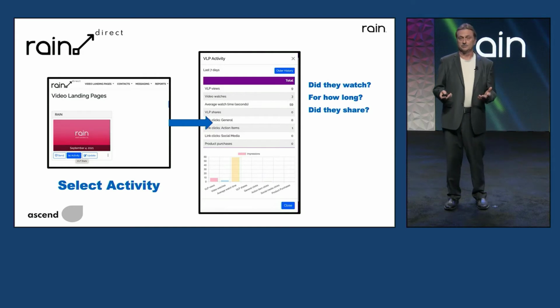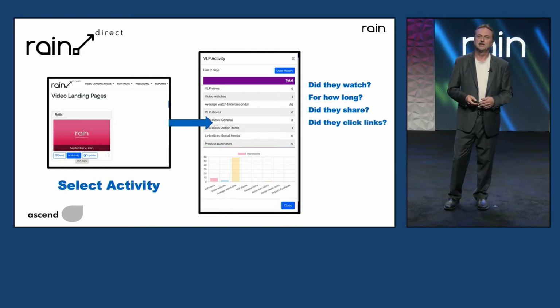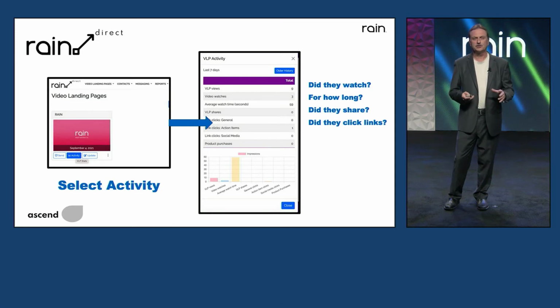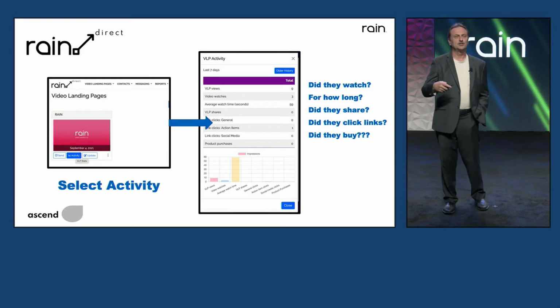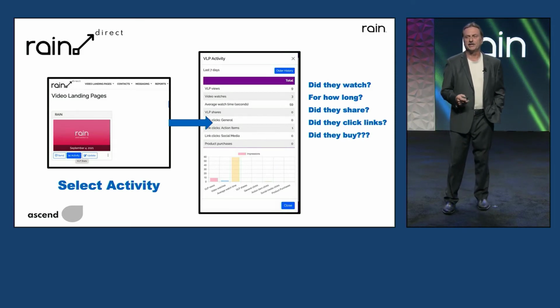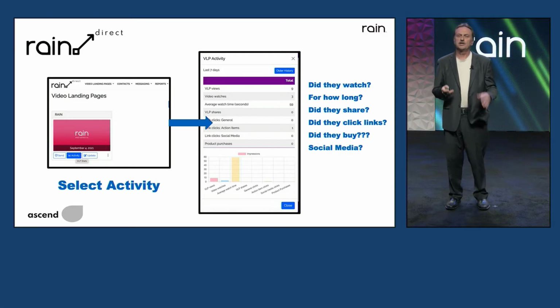Did they share? That's important to know, right, for organic growth. Did they click the links? Did they click for information, things like that? Oh, did they buy? So get a nice quick report of who's buying through your video landing page. And of course, did they click over to social media? So you've got a lot of reporting.